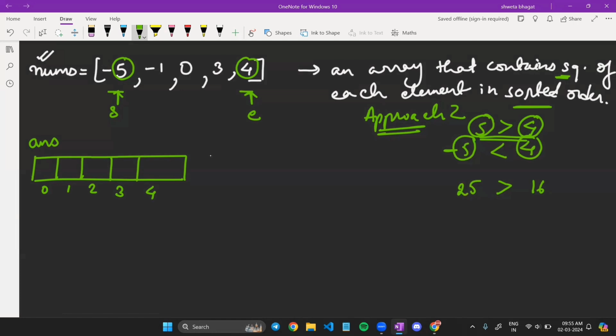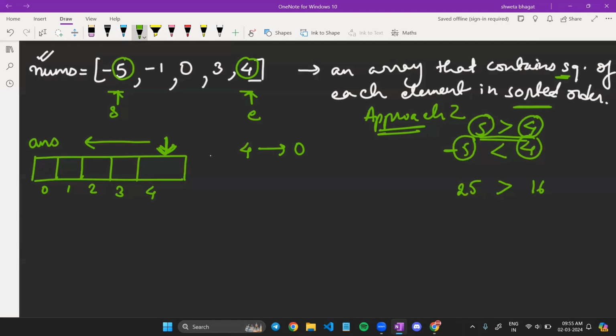Now what we will do, we will run a for loop from 4 to 0. Why from 4 to 0? Because we will first start populating the last index of answer. Why? Because we want to populate the max value first, and then as we move towards the left, we'll be populating the value which is comparatively lesser than this particular value.